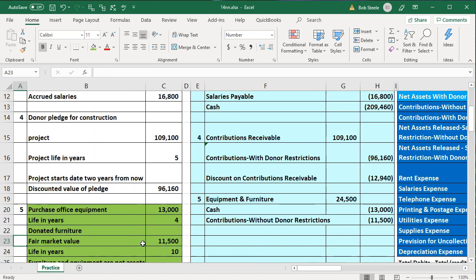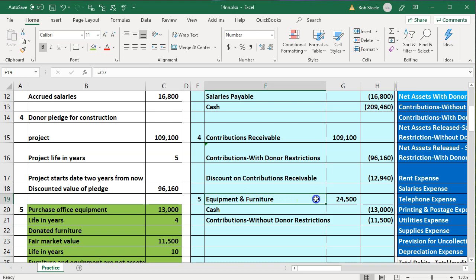And if you wanted to break this out into two journal entries, you'd have the purchase of equipment, which of course would be a debit to equipment of 13,000, credit to cash, and then you can record a separate transaction entirely for the donation, debiting the equipment and furniture again with a separate journal entry, and then crediting the contribution without donor restrictions of the $11,500. Notice we're not worrying about the life of 4 years and 10 years now, because that's something we have to deal with when we record the depreciation. So when we think about depreciation adjusting entries, recording the cost or expense, we'll have to deal with that life issue, same as we would with a for-profit organization.